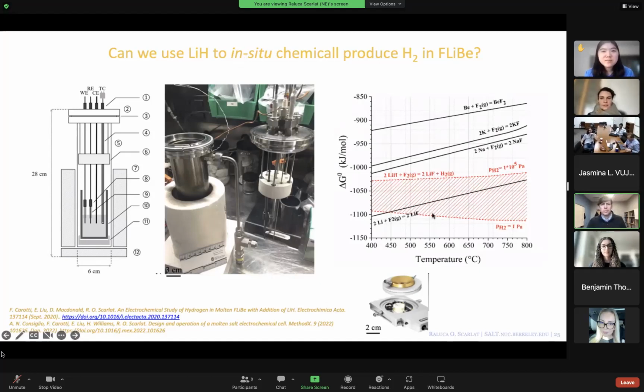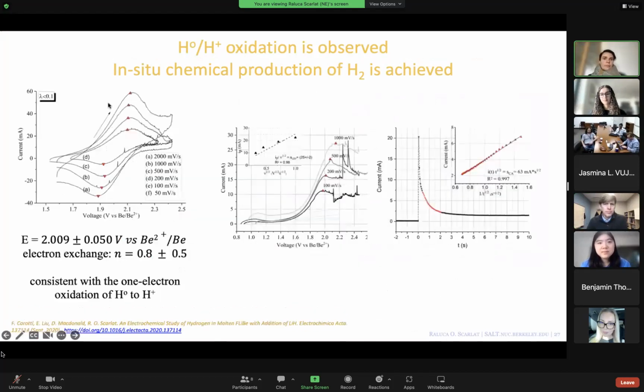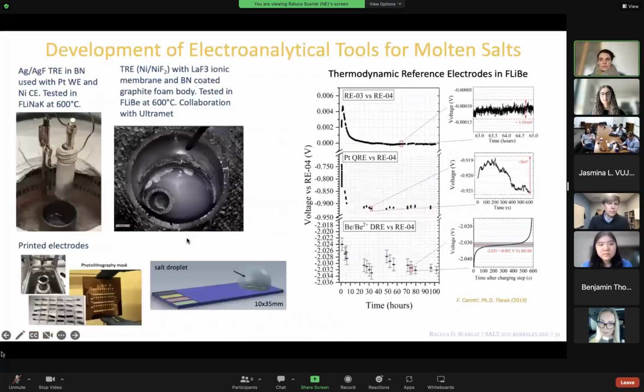Oh yeah, thank you for that question. If we look at this plot, for example, maybe let's look at the next one. Here we obtain a potential for this reaction, which is the H2 to H plus reaction. And it's 2 volts versus beryllium 2 plus beryllium. So how do we know what our reference is? Our reference here is actually a nickel reference electrode. This reference electrode is a nickel couple, or now we also work with silver couples, silver fluoride.